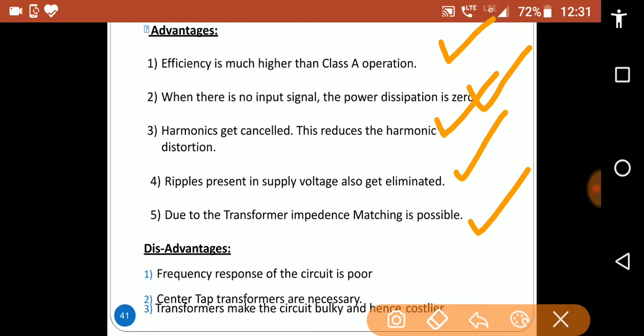What are the disadvantages of class B amplifier? Frequency response of the circuit is very poor. Second, center tap transformers are necessary. And third, the transformer makes the circuit bulky and hence it is costly.